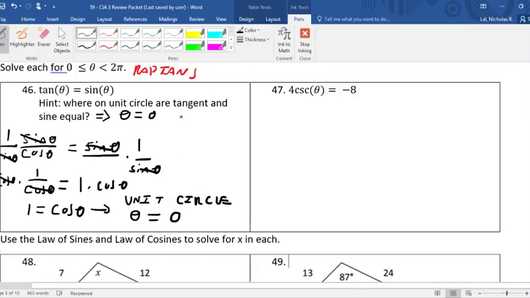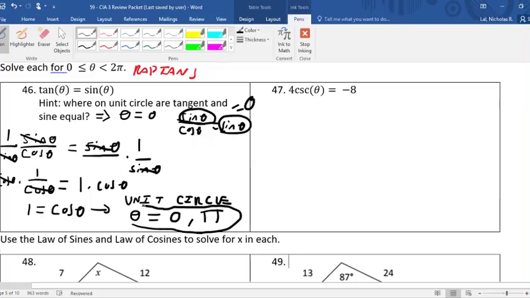All right. But you could also say tangent of theta is equal to sine of theta. When is sine of theta over cosine of theta equal to the sine of theta? When both of these equal 0. And when does sine of theta ever equal 0? When theta equals 0, but also when theta equals pi radians. So it'd be in these two situations. All right.